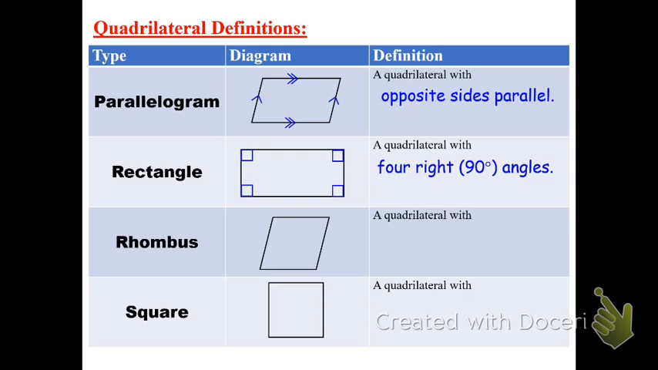The rhombus. The rhombus is a quadrilateral with all sides congruent. That means all 4 sides have the same length. So we'll put a single tick mark on all 4 sides. That indicates that all 4 sides are congruent.